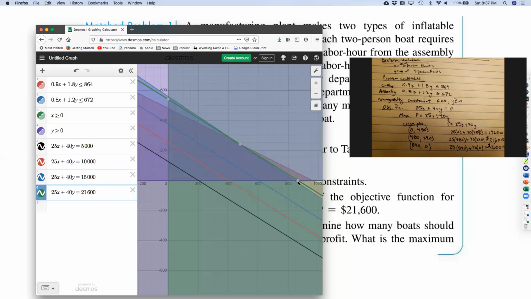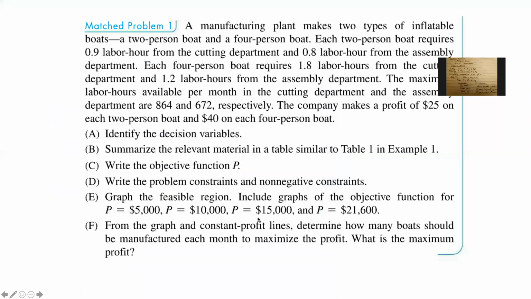And so that's where you can see that this is pretty close to the green line. If you go back to our Desmos graph right here, you'll see that basically that point right there is 480 and 240, which is our profit maximizing value. Pretty cool. So what does that mean? That means we should produce 480 two-person boats and 240 four-person boats to maximize profit. I think it's kind of cool. So hopefully you do too.